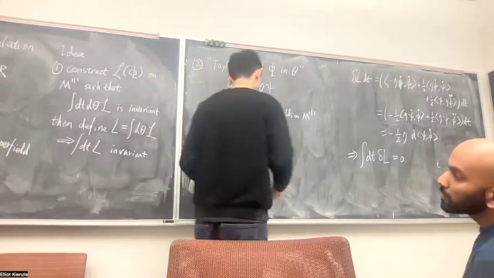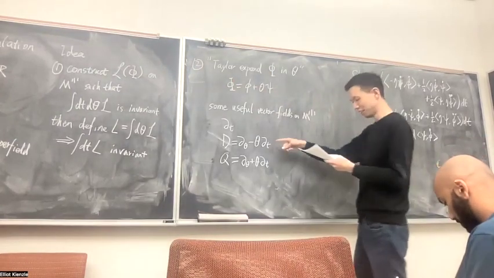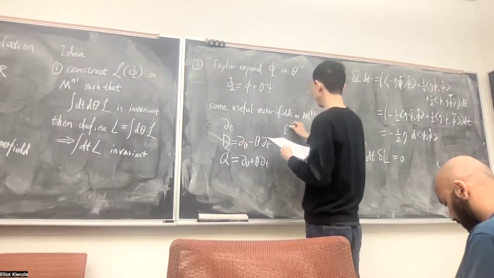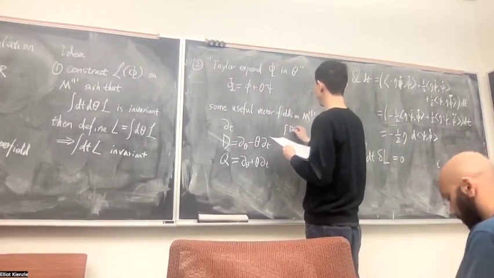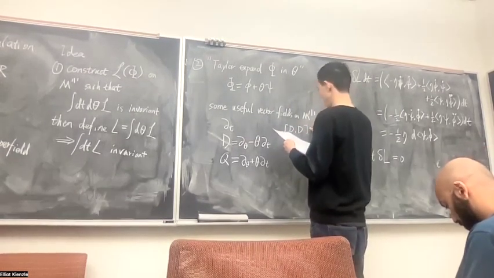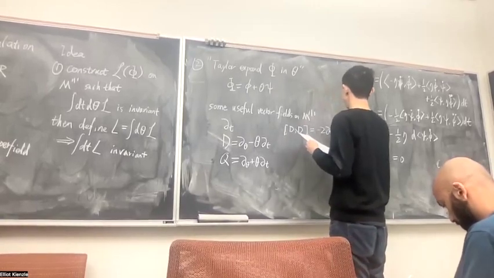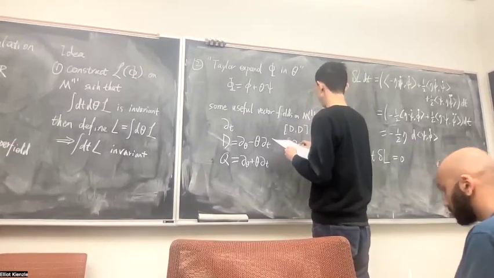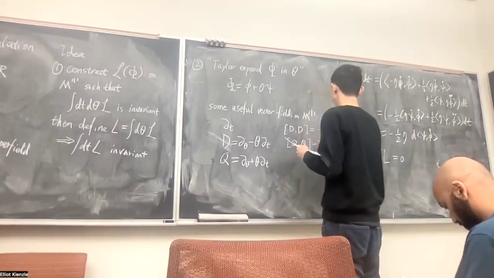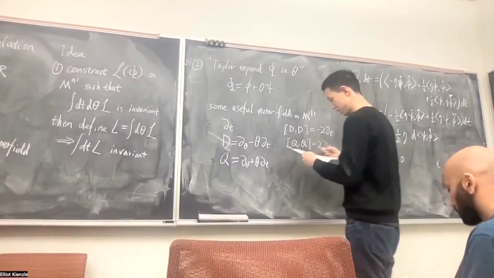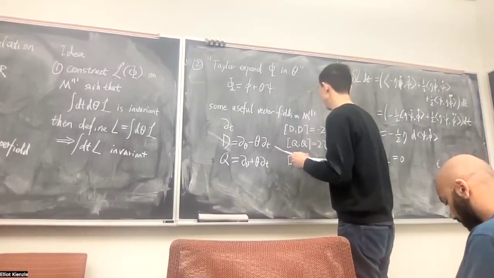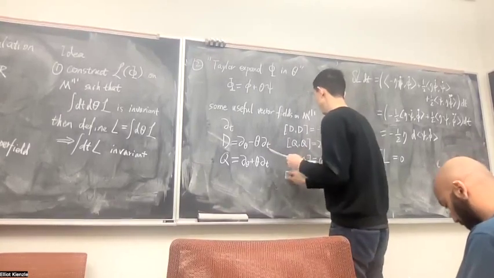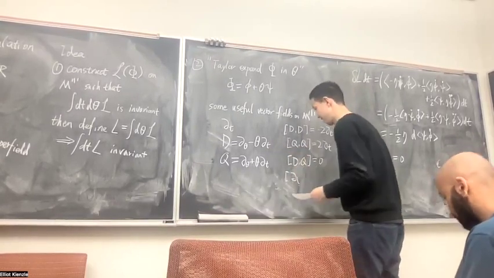And it's useful to write down how these vector fields commute with each other. So we'll have the commutator of D with D is going to be minus 2 partial t, and the commutator of Q with Q is going to be plus, and D and Q commute, and partial t commutes with everything.